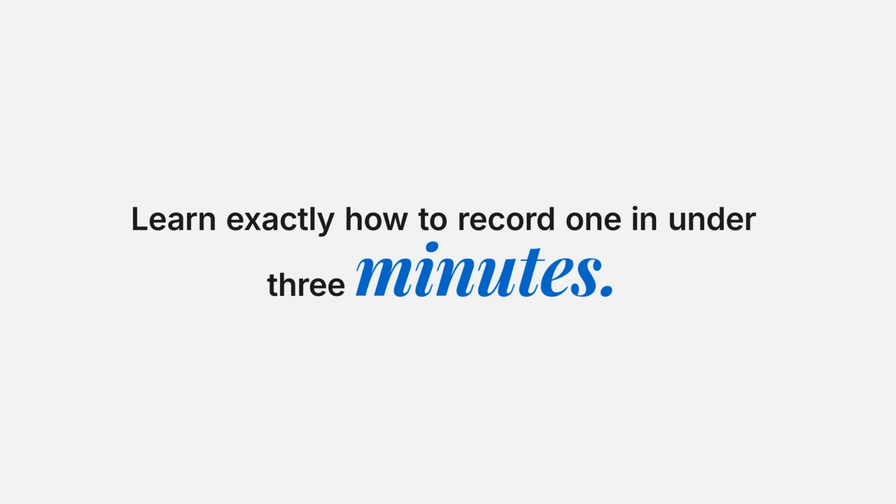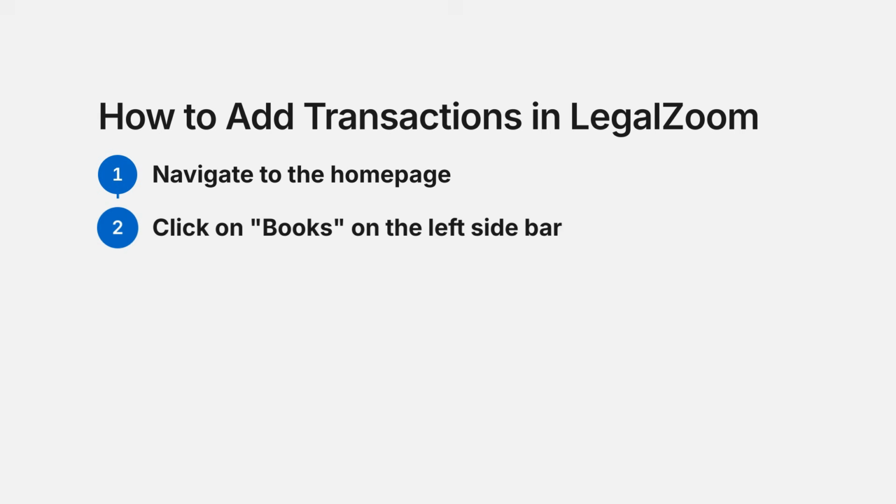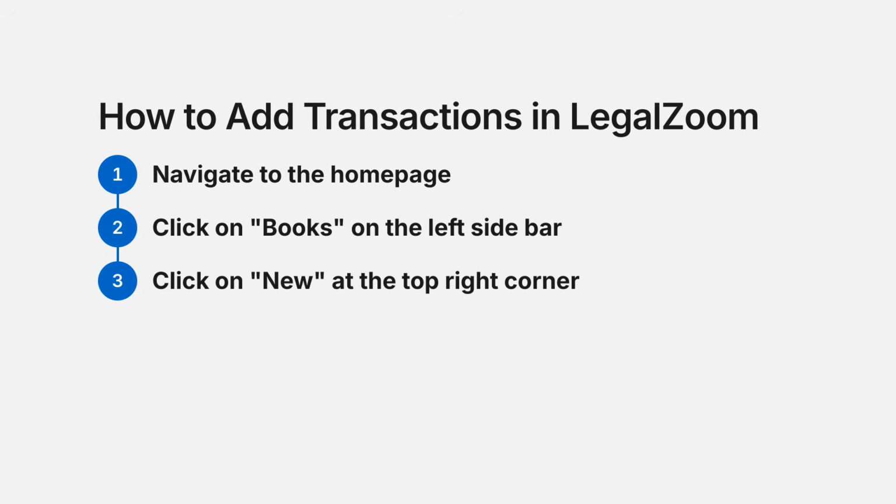Stuck trying to add a transaction in LegalZoom but can't find where? Learn exactly how to record one in under 3 minutes. We'll start at the homepage, then click through Books, New, and Transaction. I'll walk you through each field until you hit Add.